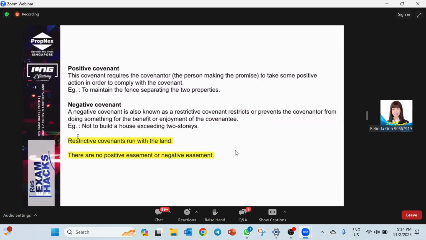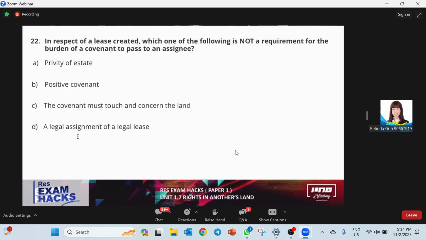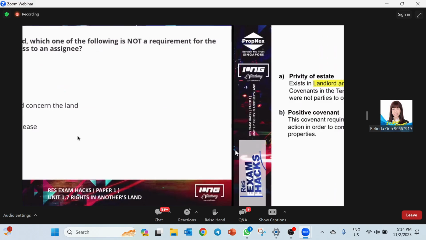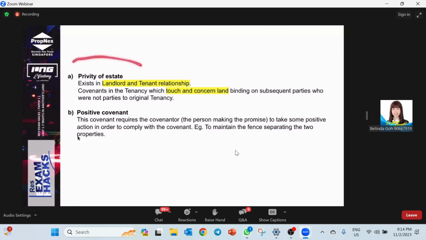Okay, now question 22. In respect of the lease created, which one of the following is not a requirement for the burden of a covenant to pass to an assignee? This one you all have to think again, right? Not many people replying now. Okay, I can see between A and B. Let's see the difference: property or estate exists in a landlord and tenant relationship. It's touch and concern the land, right? Positive covenant, you already know that is to maintain the fence between the two properties. So which is the answer? Think carefully. The answer is positive covenant.